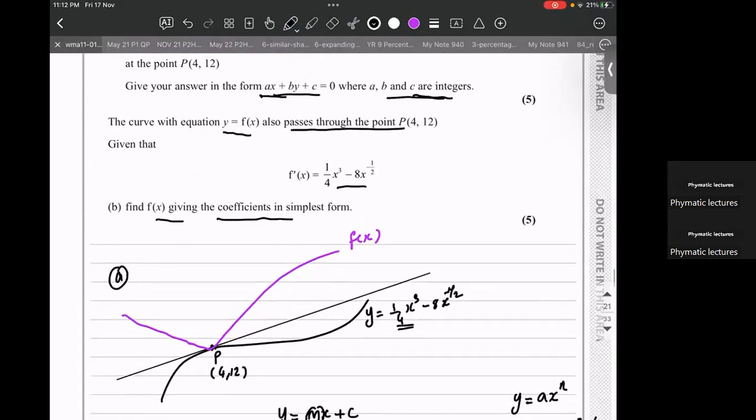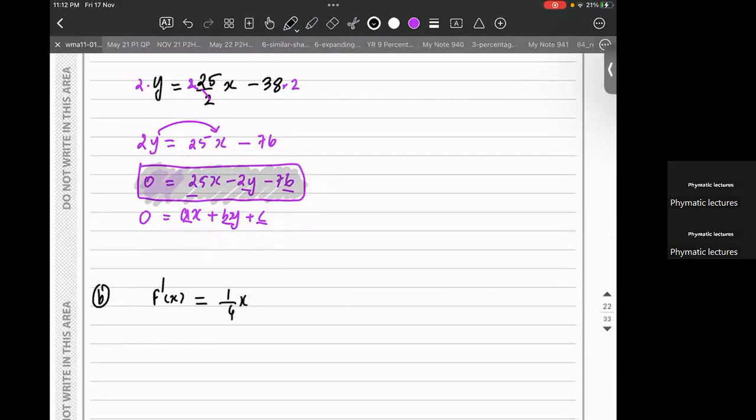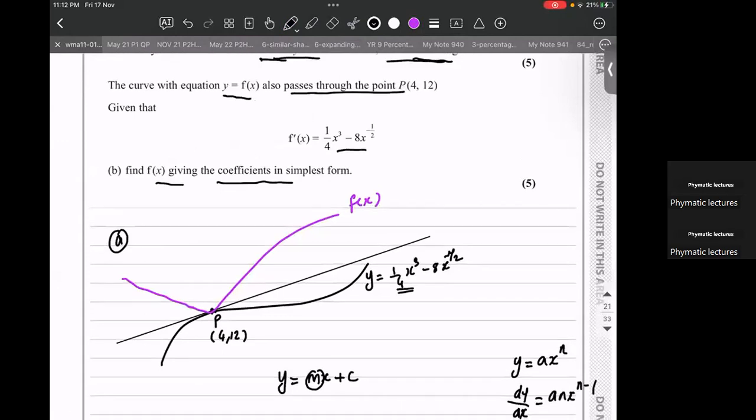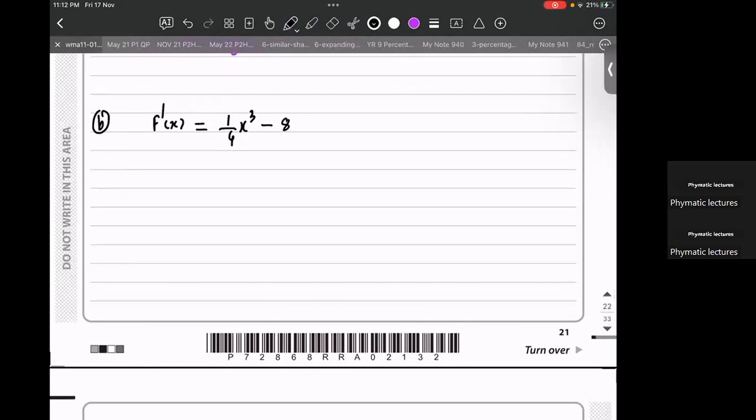f dash x is given as 1 by 4 x cube minus 8 x to the power of minus half. So our aim is to find the value of f of x, and this also passes through 4, 12. So if you want to find the mother function, the first derivative is given.